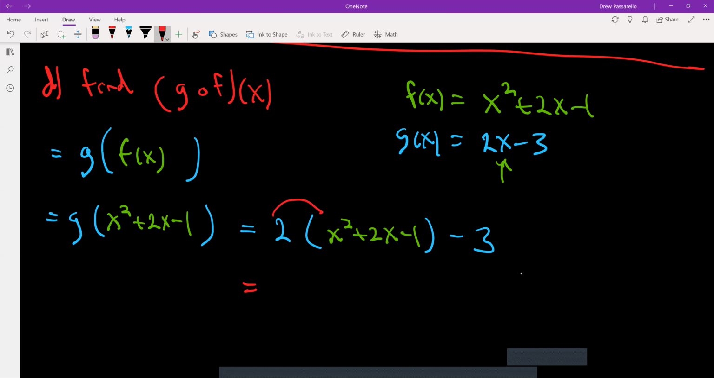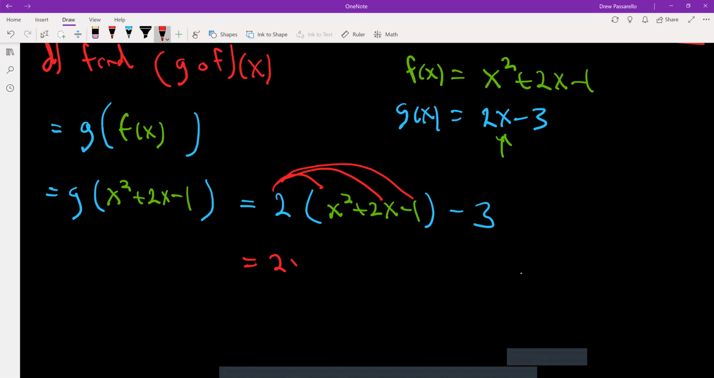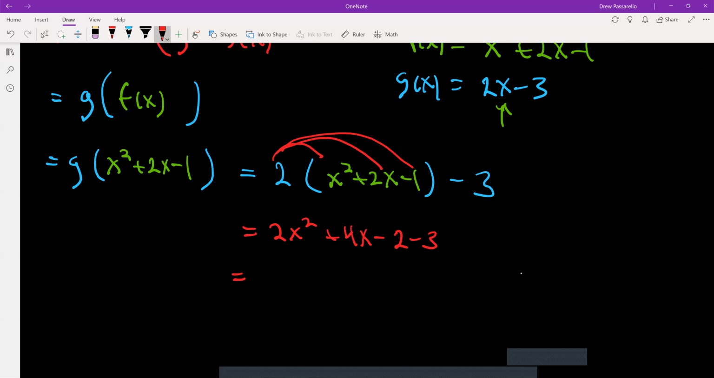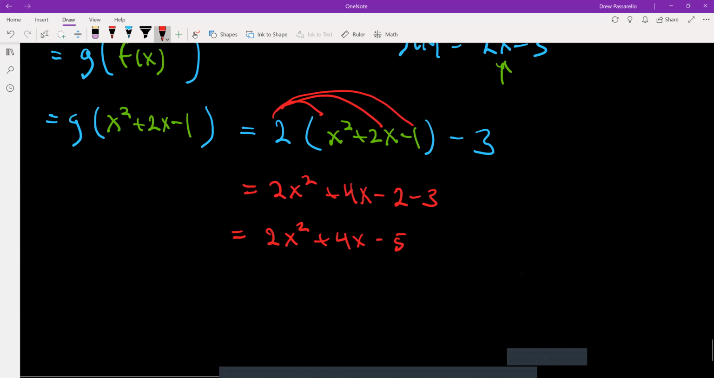So I distribute the 2. That'll be 2x squared plus 4x minus 2, then minus 3. And then that's going to make this 2x squared plus 4x minus 5. All right, so that's the result.